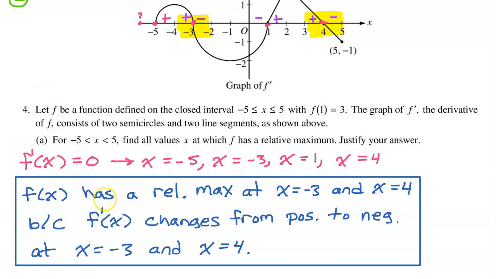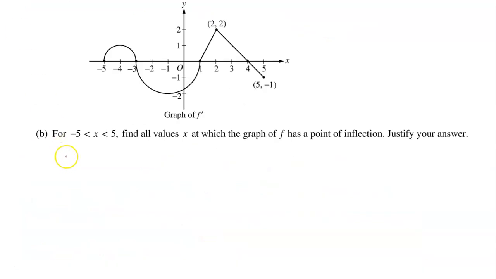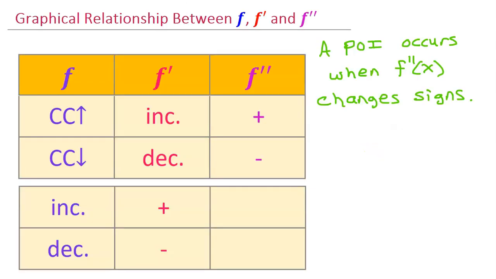Here's our summary statement and justification. f of x has a relative max at x equals -3 and x equals 4 because f prime changes from positive to negative at x equals -3 and x equals 4. Part B. On the open interval from -5 to +5, find all values of x at which the graph of f has a point of inflection. Justify your answer. A point of inflection occurs when f double prime changes signs.